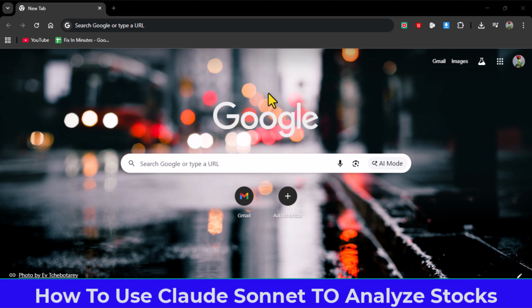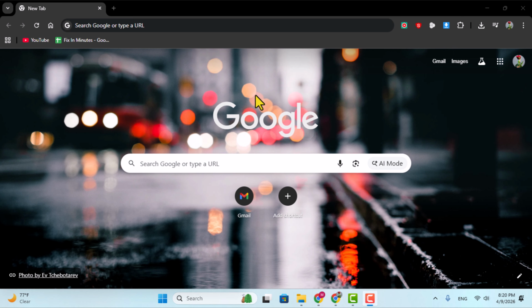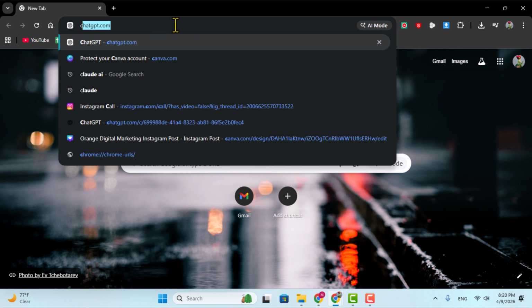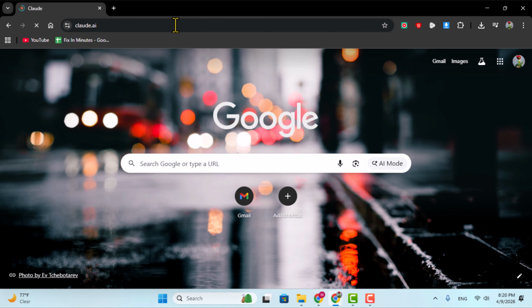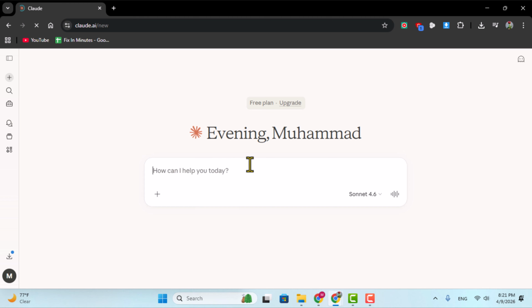Today, I'll show you how to use Claude to get a structured, beginner-friendly stock analysis in minutes. No spreadsheets, no finance degree required. Open Claude. Go to claude.ai in your browser and sign in. You'll land on a clean chat interface. That's where all the magic happens.